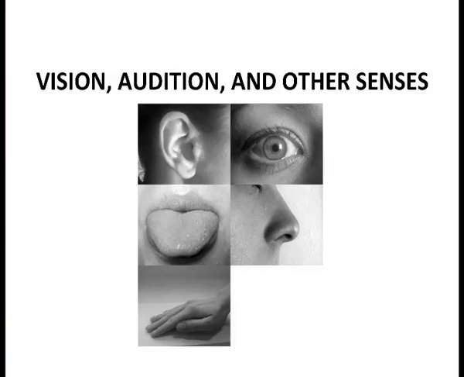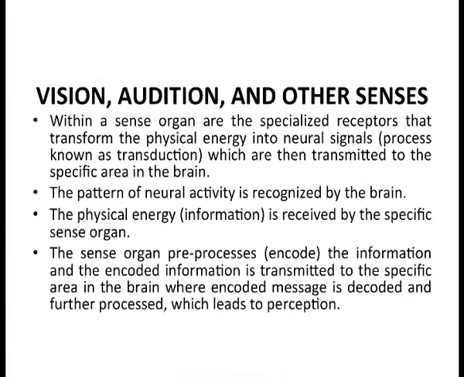An external stimulus, for example light, is received by a specific sense organ, for example the eye. Within a sense organ are specialized receptors that transform the physical energy into neural signals, and this process is known as transduction. These signals are then transmitted to specific areas in the brain. The pattern of neural activity is recognized by the brain.